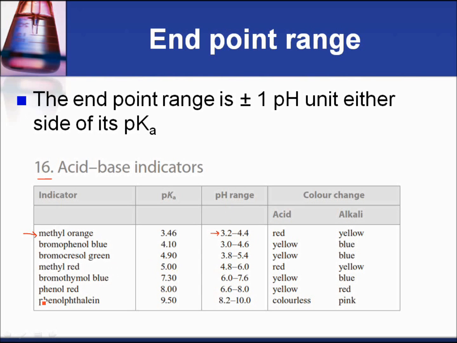Another example here is phenolphthalein. The pKa is 9.50, and the range at which it starts to change color is 8.2 to 10.0.